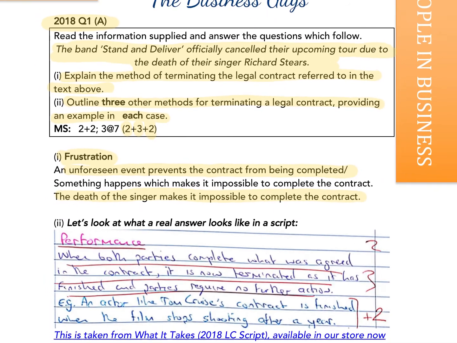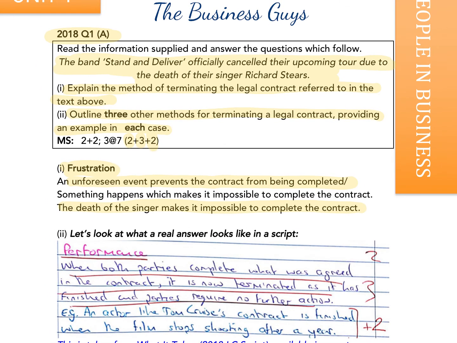Let's have a look at my script there for performance. For this 2 plus 3 plus 2. Performance, I'm getting 2 marks straight away. When both parties complete what was agreed in the contract, it is now terminated as it has finished and no further action is required. 3 marks. And then we need our example. An actor like Tom Cruise's contract in a film ends when the film stops shooting after a year, and we get our plus 2. And that's a good look at examples.